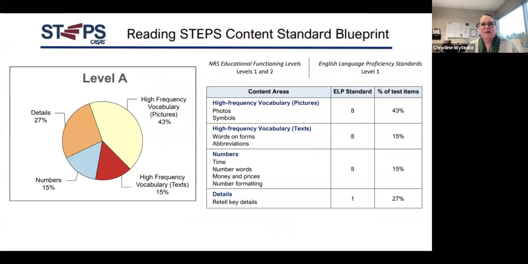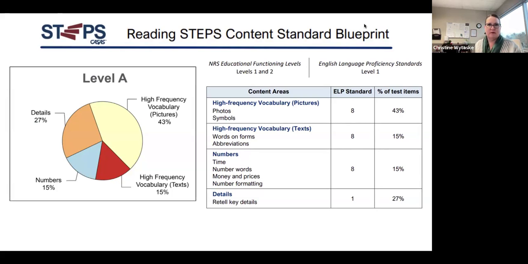If we take a look, again, we're looking at the content standards. And for an example for the level A test, they've got a nice visual there on the left, so you can see what percentage of each of these areas shows up on the level A test. And then on the right, you can see within each of the content areas what the specific standard is that's addressed, and the percentage of test items in that particular test that showed up for level A.